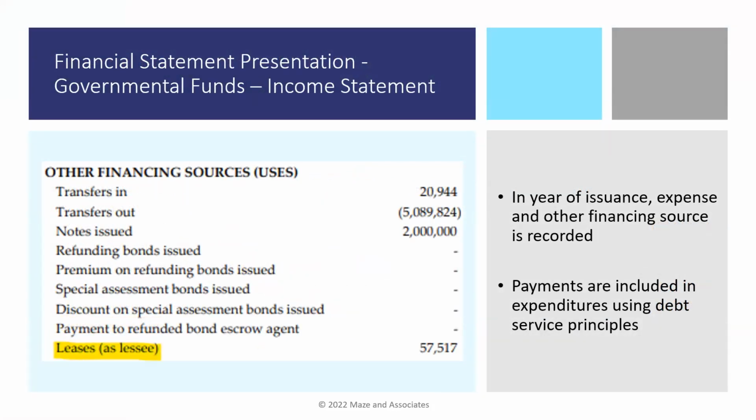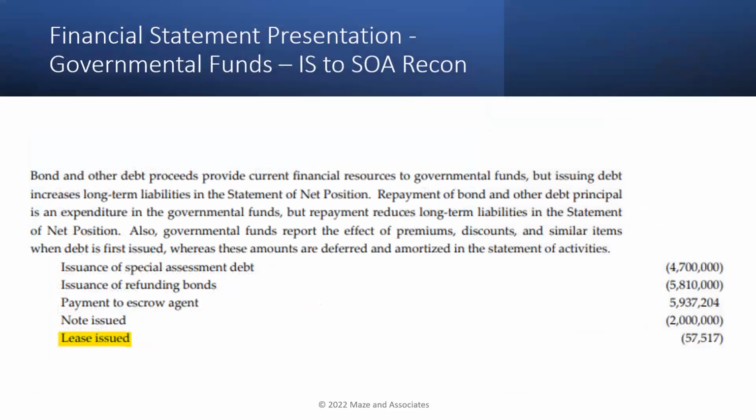And the governmental funds income statement. So in the year of issuance, you're going to treat these leases just like you do debt. You're going to have a line item for another financing source in the year of issuance of the lease. So in the example ACFR from GFOA, their lease was $57,000, and any payments on the lease are included in expenditures using debt service principles. So normally you're going to have principal retirement and interest expense.